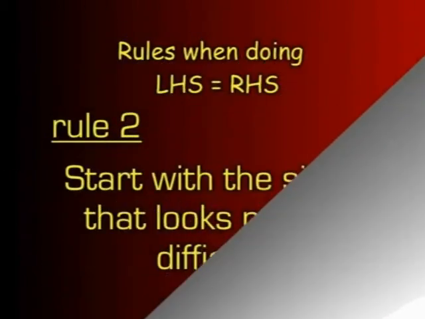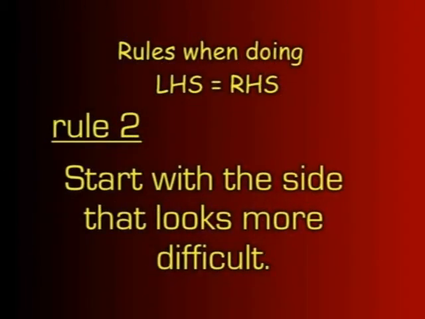Rule 2, start with the more difficult side. Usually you have either the left hand side, which is quite drawn out, is equal to a very small expression on the right hand side, or the other way around. Start off with the difficult one and try and simplify that. Also, convert all of the double and compound angles to smaller simplified angles.